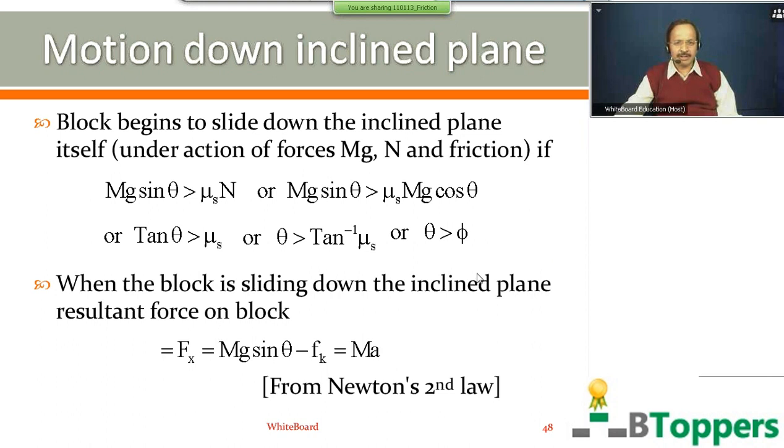So when the block is sliding down the inclined plane, the resultant force of the block is equal to Fx, meaning the x component of resultant force. As explained in the previous class, the component mg sin theta acts down the inclined plane in the direction of the motion of the block along the positive direction of the x-axis. Fk represents the magnitude of kinetic friction of the block, which acts opposite to the motion, in the negative direction of the x-axis. So the x component of resultant force of the block is equal to mg sin theta minus Fk. According to Newton's second law, this will be equal to the product of its mass and acceleration. Come on, copy down the notes.